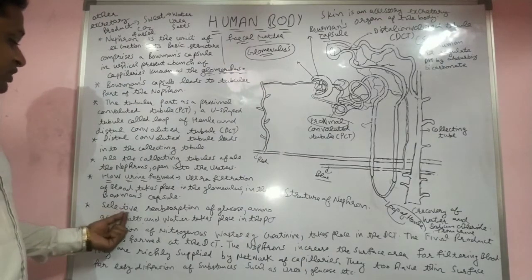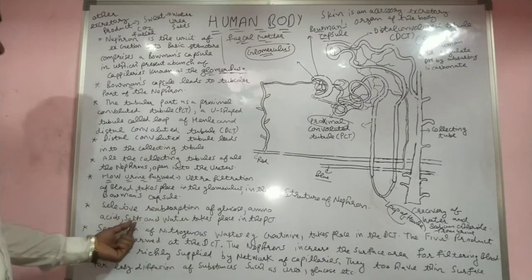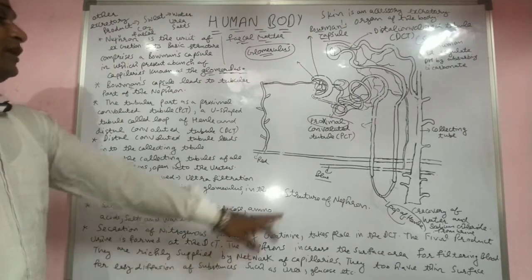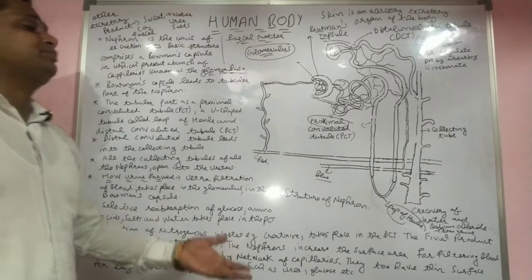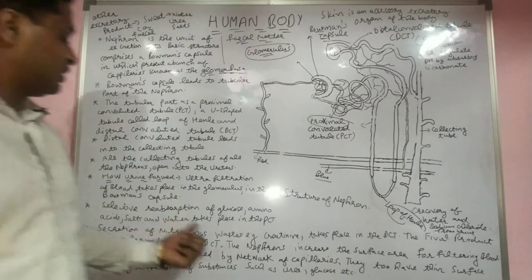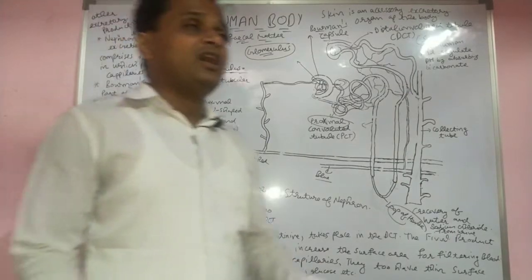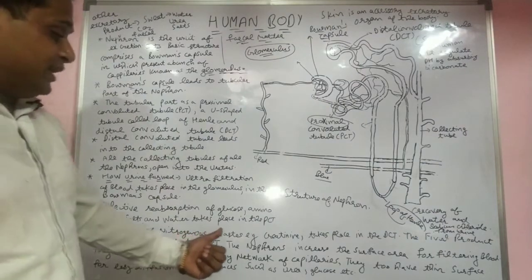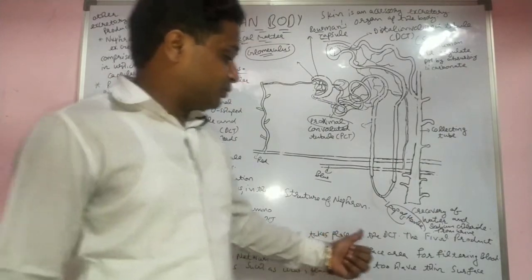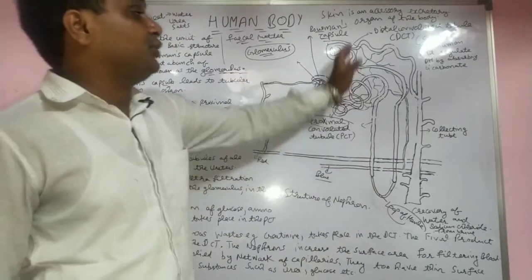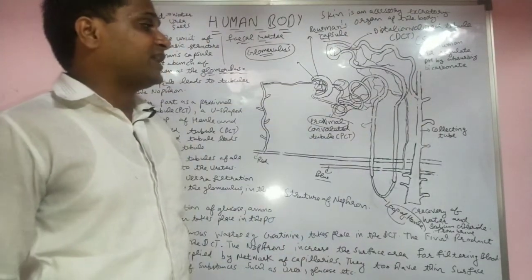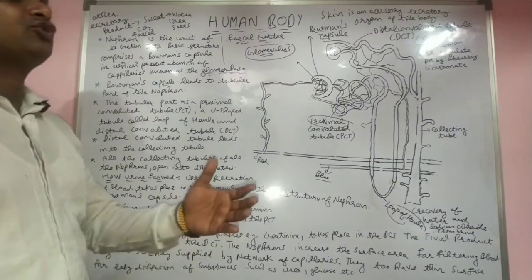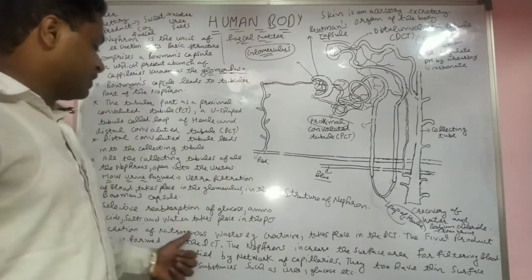Selective reabsorption of glucose, amino acids, salt and water takes place in the PCT. What is the function of the PCT? The selective reabsorption of glucose, amino acids, salt, and water, which are important for our body, is taken back by the body. Secretion of the nitrogen waste creatinine takes place in the DCT. Afterward, the urine is collected in the collecting tubes and ureter, which helps to remove the extra salt, extra water, and extra urea.